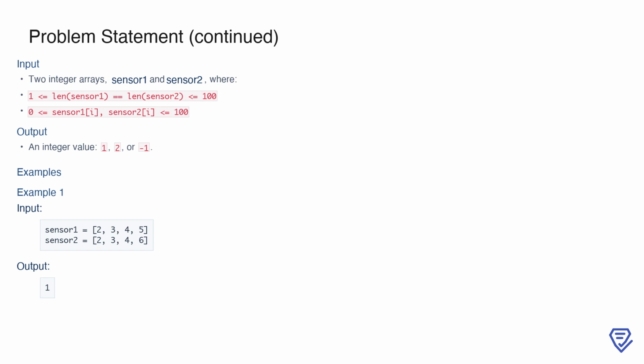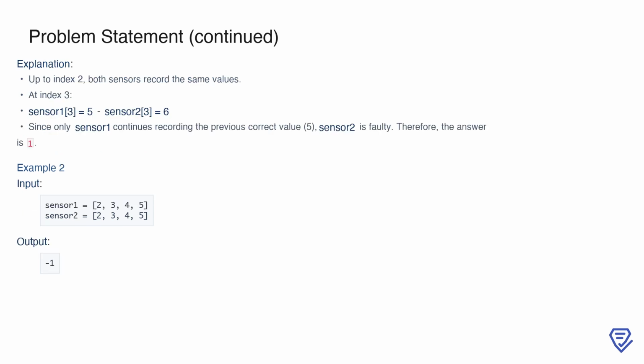sensor's data. Let's look at an example to better understand the problem. If sensor 1 records 2, 3, 4, 5, and sensor 2 records 2, 3, 4, 6, the output will be 1. This means sensor 1 is faulty. We'll explain why in the next section. Here's the explanation for the first example.